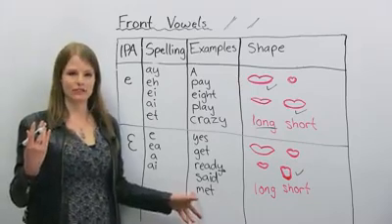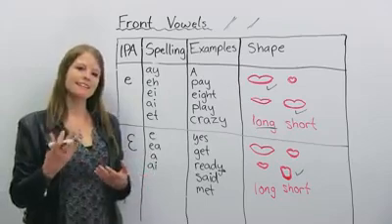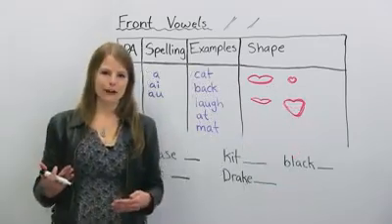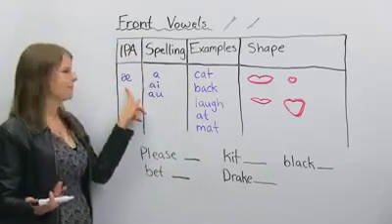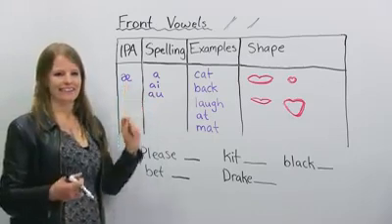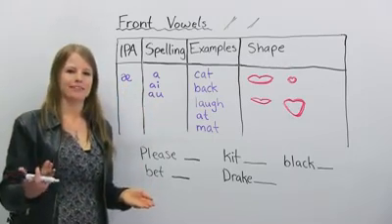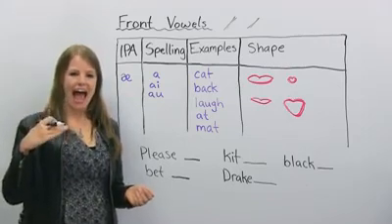Now we have one more sound I'm going to teach you today, which is also a front vowel, but is a little bit different than the ones we've just learned. The last front vowel we're going to do today is this one. This is the IPA form, and this is the ah sound. So what you've maybe noticed is a pattern: E, I, A, E, ah.